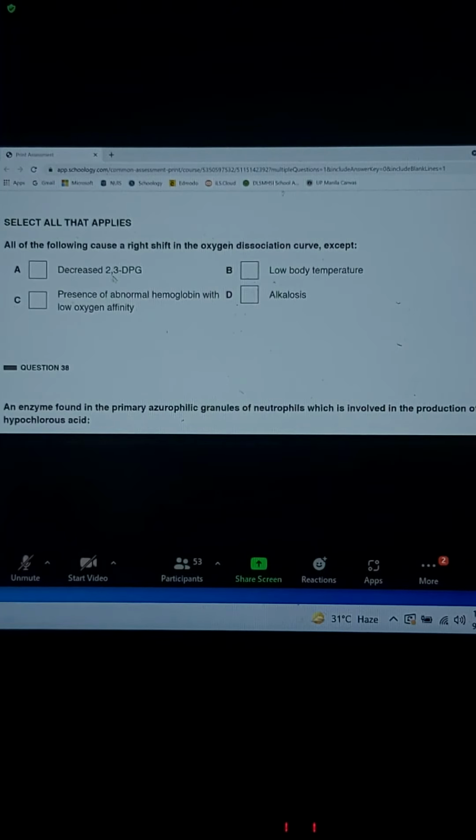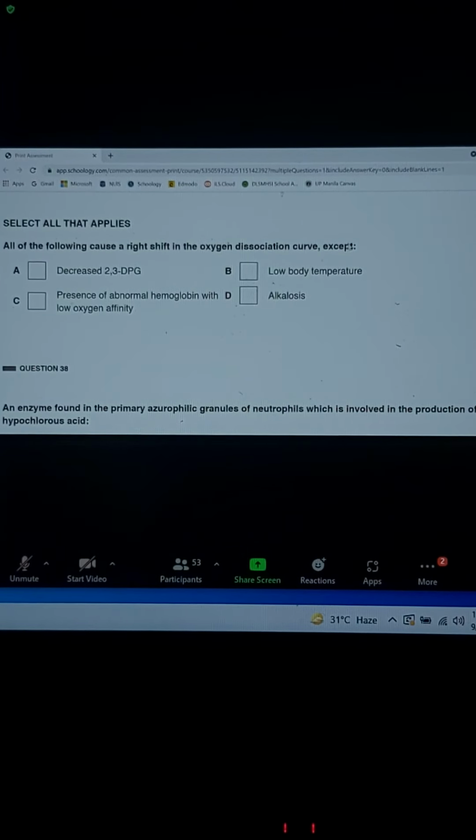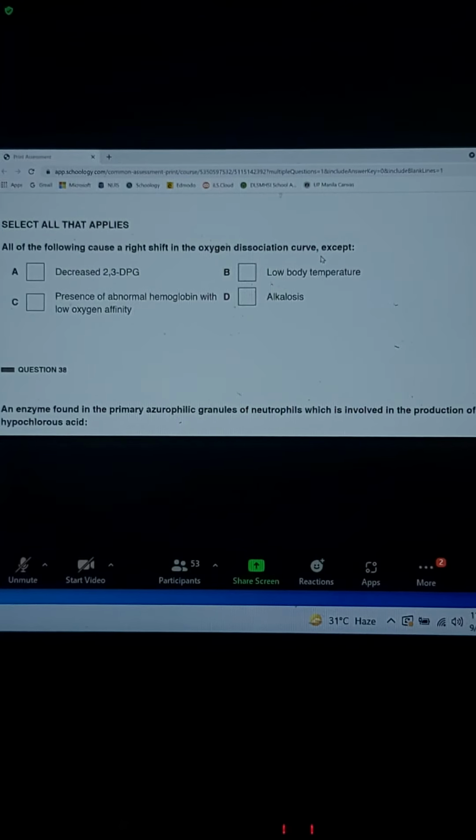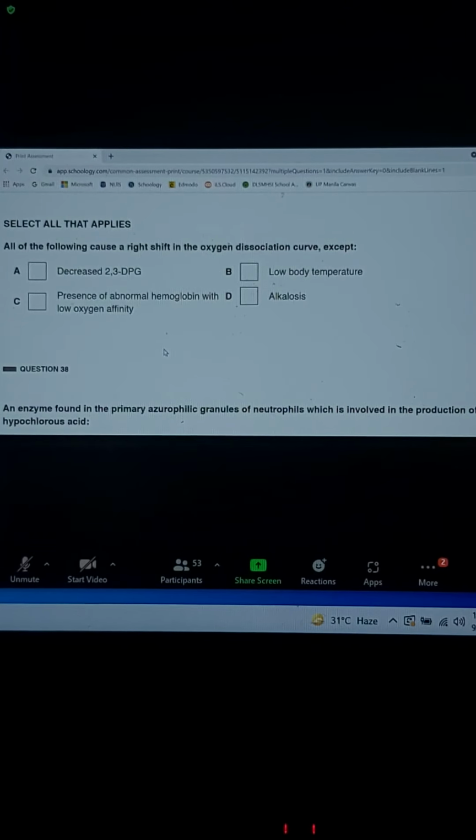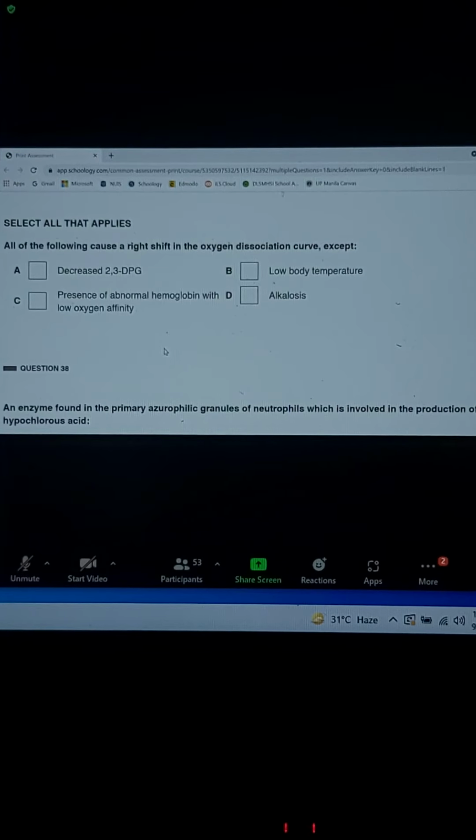So all of the following cause a right shift in oxygen dissociation curve except A. Pag right shift, ano nangyayari? Anong nangyayari?